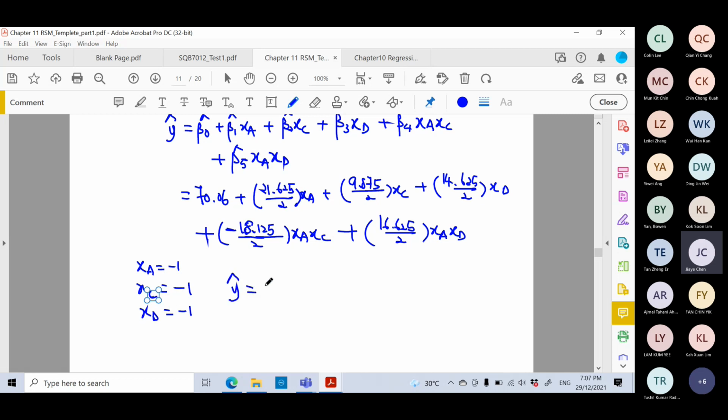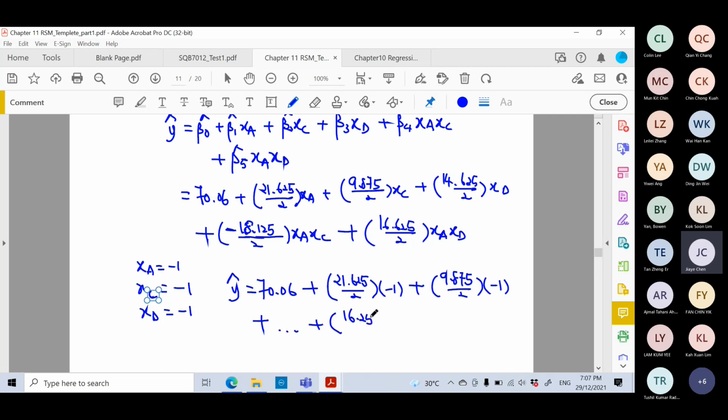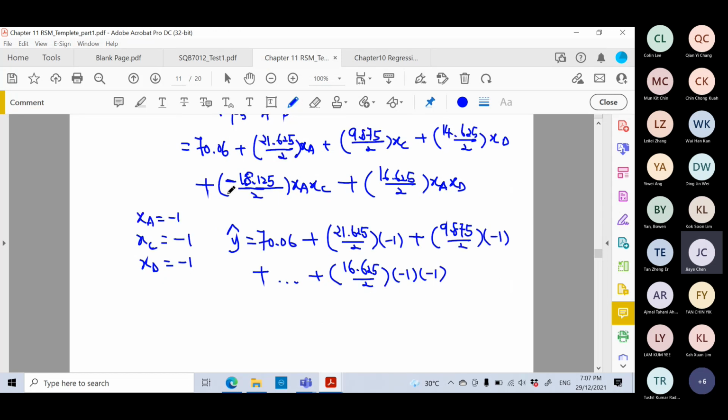The 70.06 plus the terms here. If this is a set of data and we want to know the estimated or fitted value, then we substitute all the low levels, and we get a fitted value equal to 46.22.